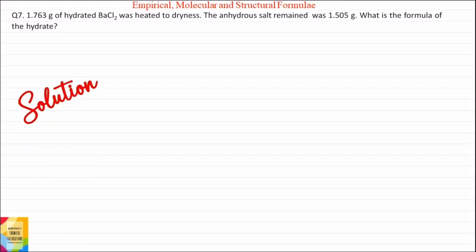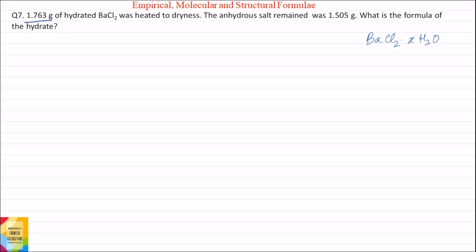Let the formula of the hydrate be BaCl2·XH2O, where X represents the number of moles of water of crystallization. Now weight of hydrated salt is 1.763 gram and weight of the anhydrous salt is 1.505 gram. So weight of water will be equal to 1.763 minus 1.505, and this is equal to 0.258 gram. So this is the weight of water.